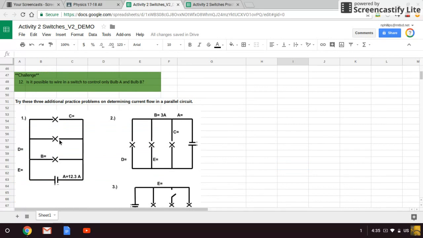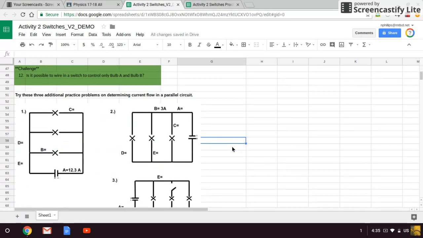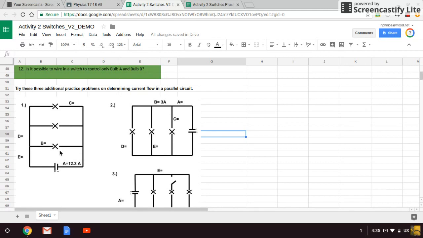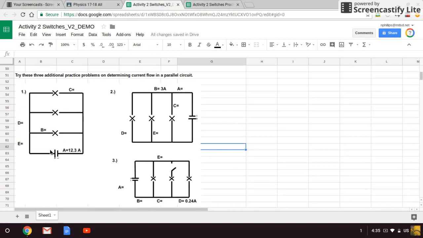This is a throwback to activity 1 on how current flows in parallel circuits. This is crucial to this unit, knowing how to do this. So here we have a total current of 12.3 amps. You should have learned from activity 1 that whenever you have, say, a 3-branch circuit, 3 bulbs or resistors in parallel, the total current gets split evenly between those pathways. If you have 3 pathways, it gets split into thirds. If you have 5 bulbs in parallel, it would get split into fifths, and so on.